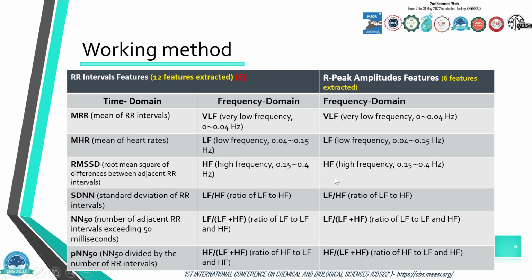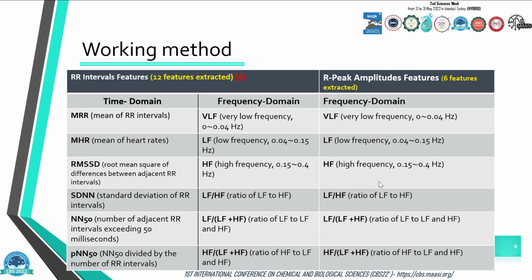Heart rate variability can be analyzed with different methods, such as linear or non-linear analysis. The linear analysis includes the time domain and frequency domain. The time domain includes mean of R-R interval and mean of heart rate, root mean square of differences between adjacent R-R intervals, standard deviation of R-R intervals, number of adjacent R-R intervals exceeding 50 milliseconds, and NN50 divided by the number of R-R intervals. The frequency domain includes very low frequency, low frequency, high frequency, and the ratio of low to high frequency. Therefore, in this study, we analyzed heart rate variability with the time domain.